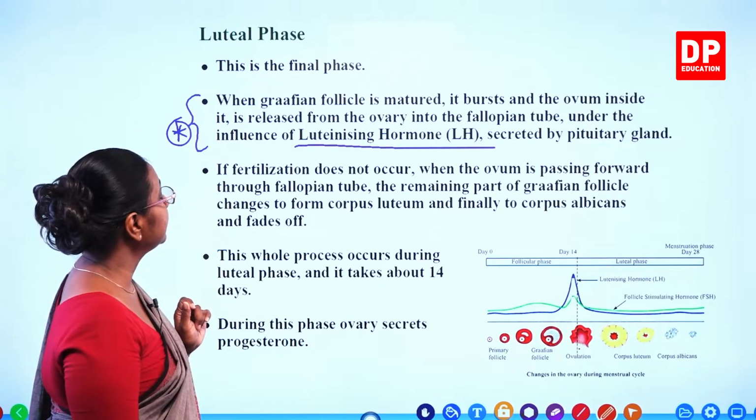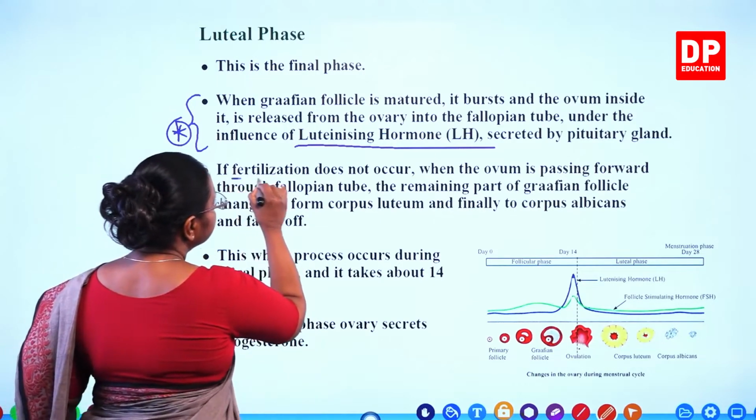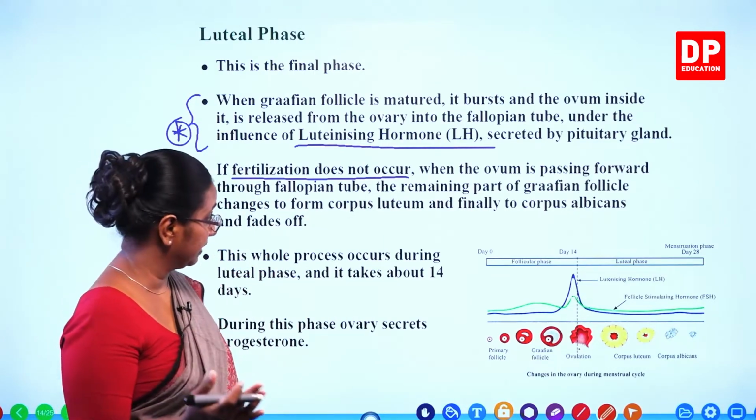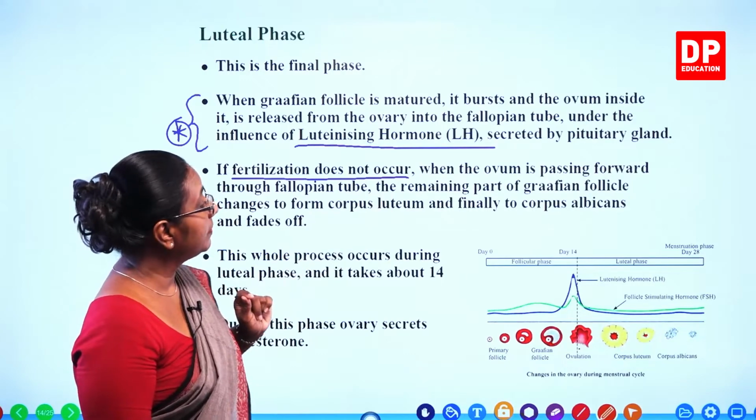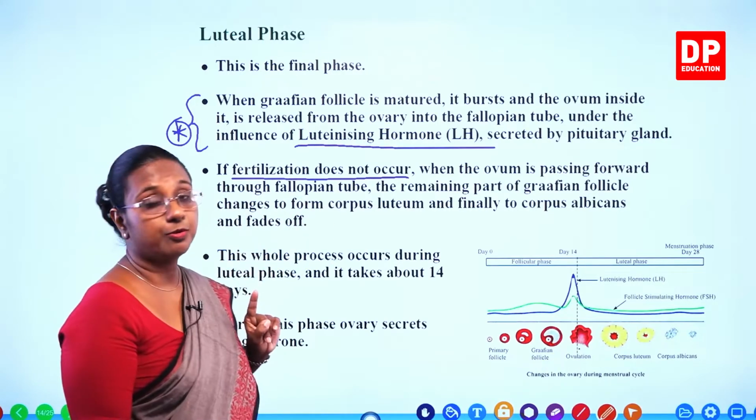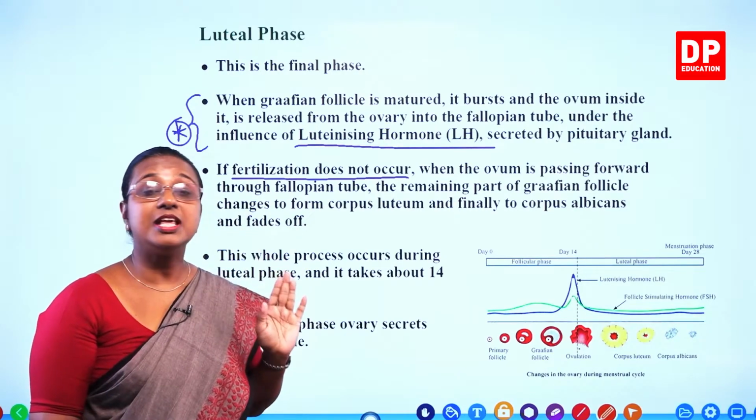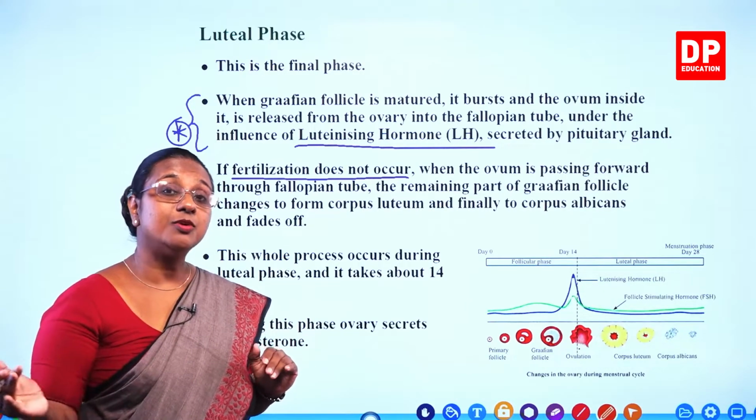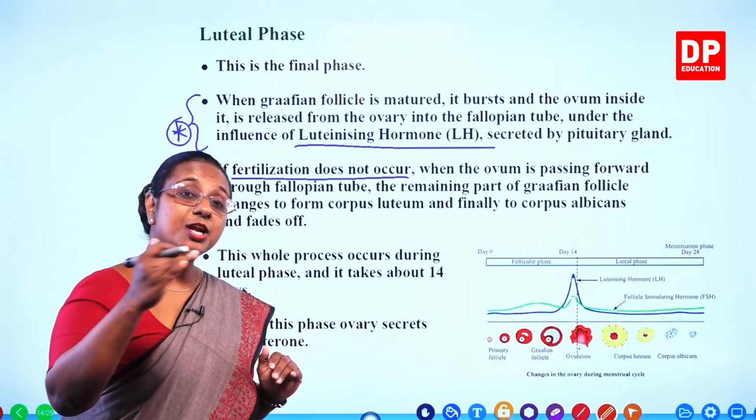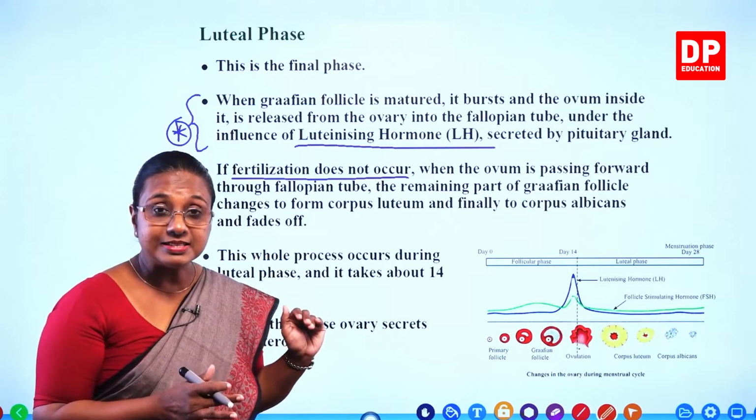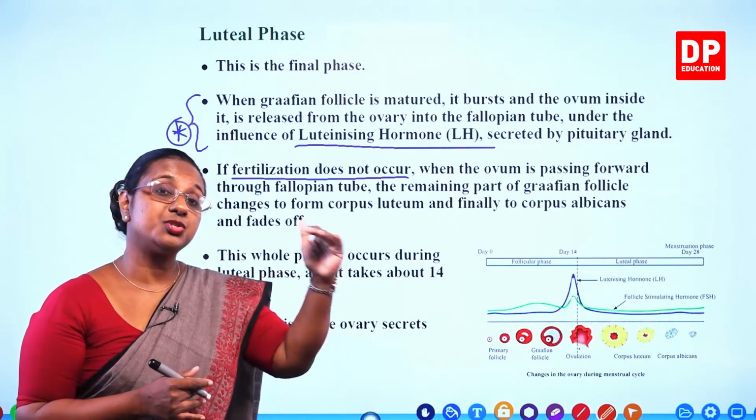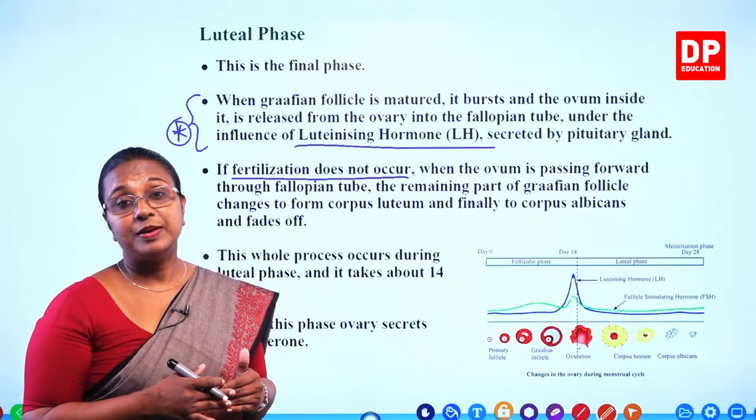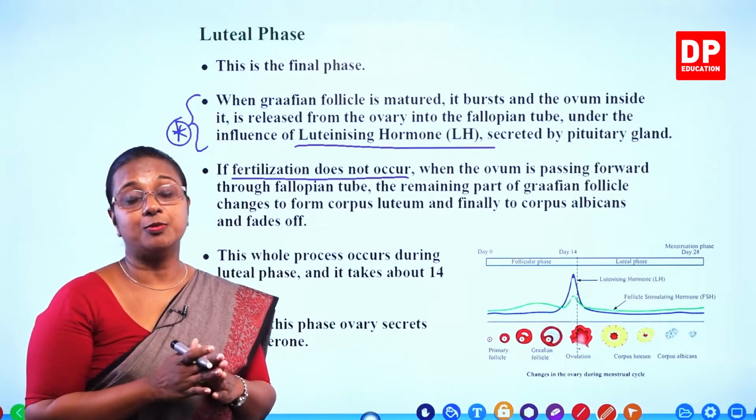If fertilization does not occur, that is if the egg or the ovum is not fertilized by the sperm when the ovum is passing forward through the fallopian tube. Fertilization takes place within the fallopian tube. You all can remember, students, the ovum is moving from the fimbria towards the uterus, whereas the sperm will move from the uterus towards the fimbria end of the fallopian tube. So, they meet within the fallopian tube.